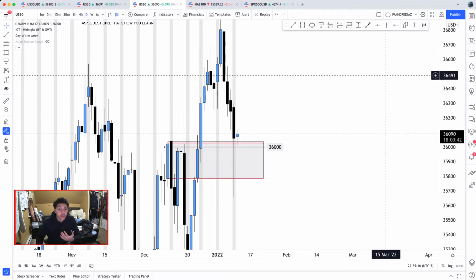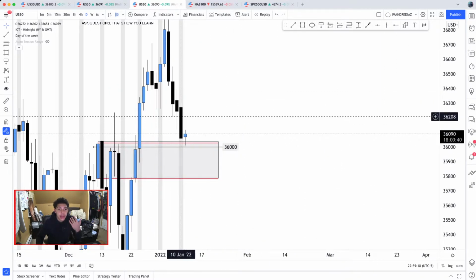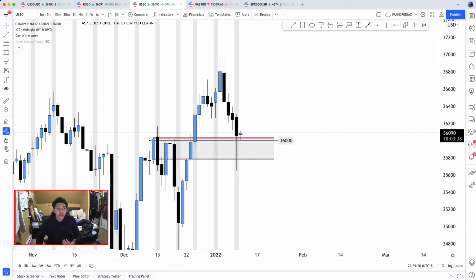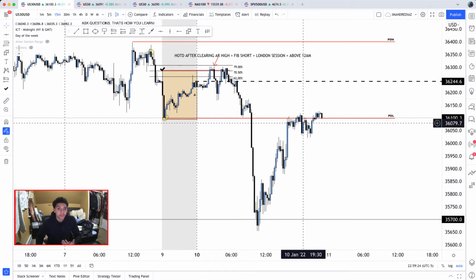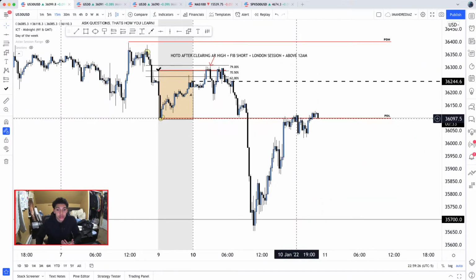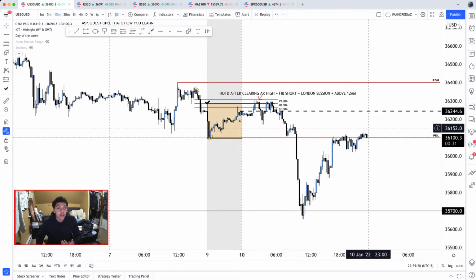Mind you, these are markups I've already had marked up. I did not do anything. This is the first time I'm looking at the chart since this morning. So as you can see, it's holding above 36,000 now. So price targeted 35,700, making the low of the day. So we're also going to make that annotation.